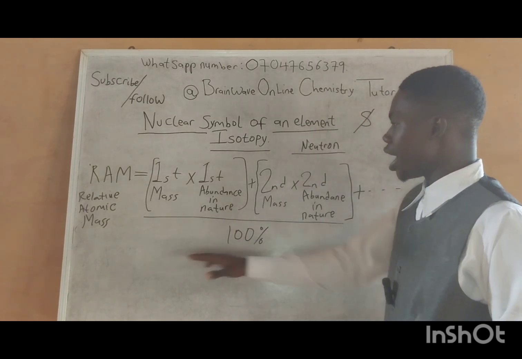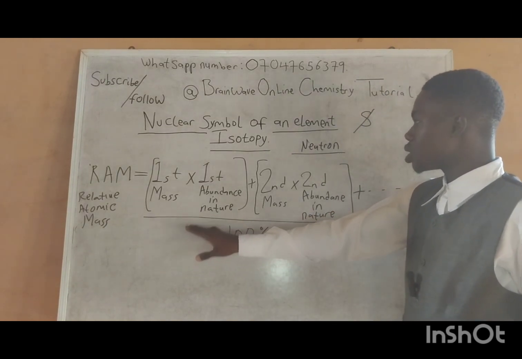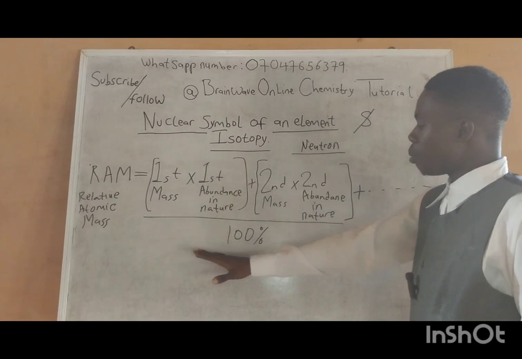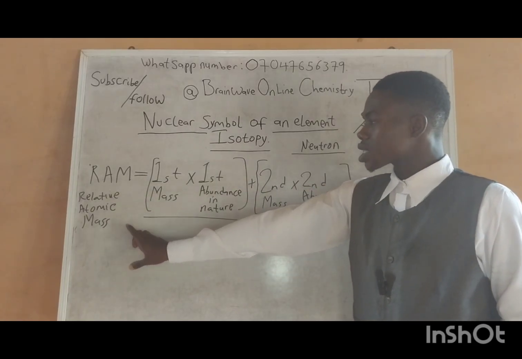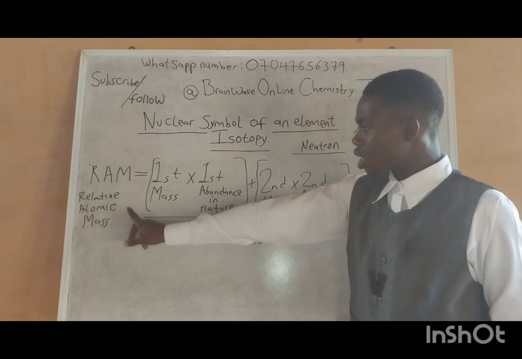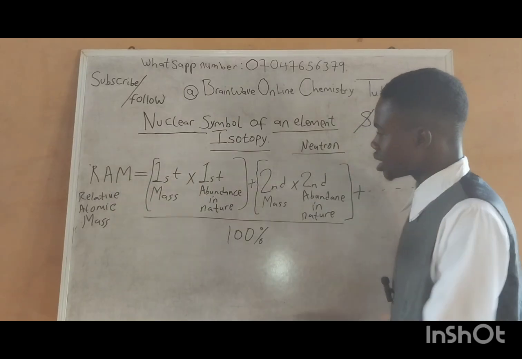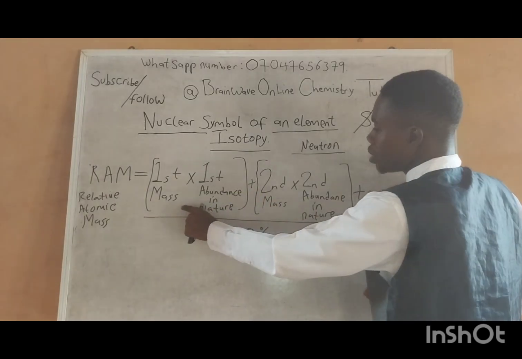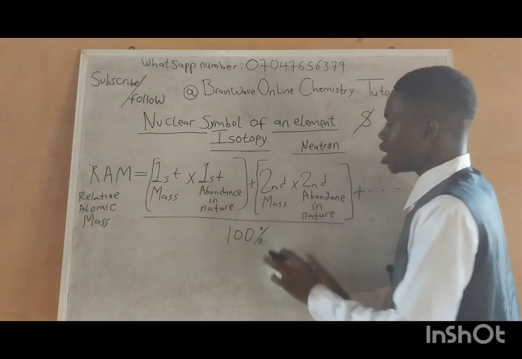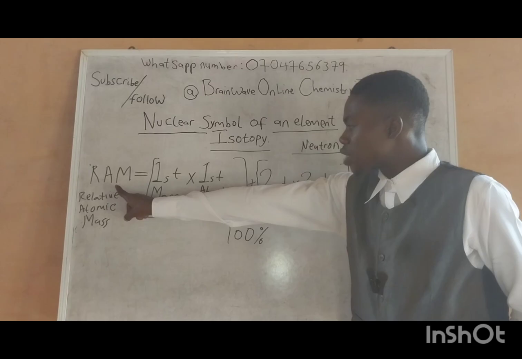Now this formula is used for what? This formula is under isotopy, and this formula is used for calculating relative atomic mass under isotopy. Now in the situation when you are being asked to calculate relative atomic mass, they will actually give you some of the isotopes of a particular element, and you'll be asked to find relative atomic mass.